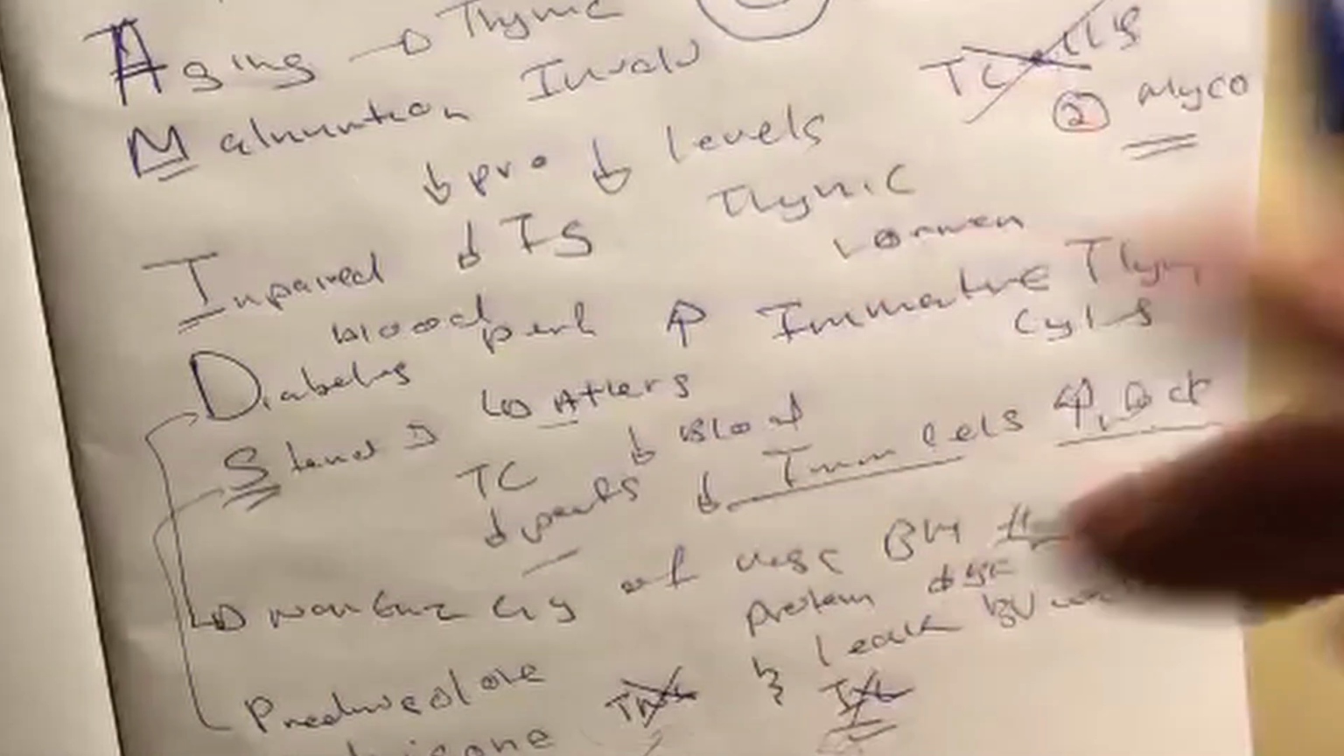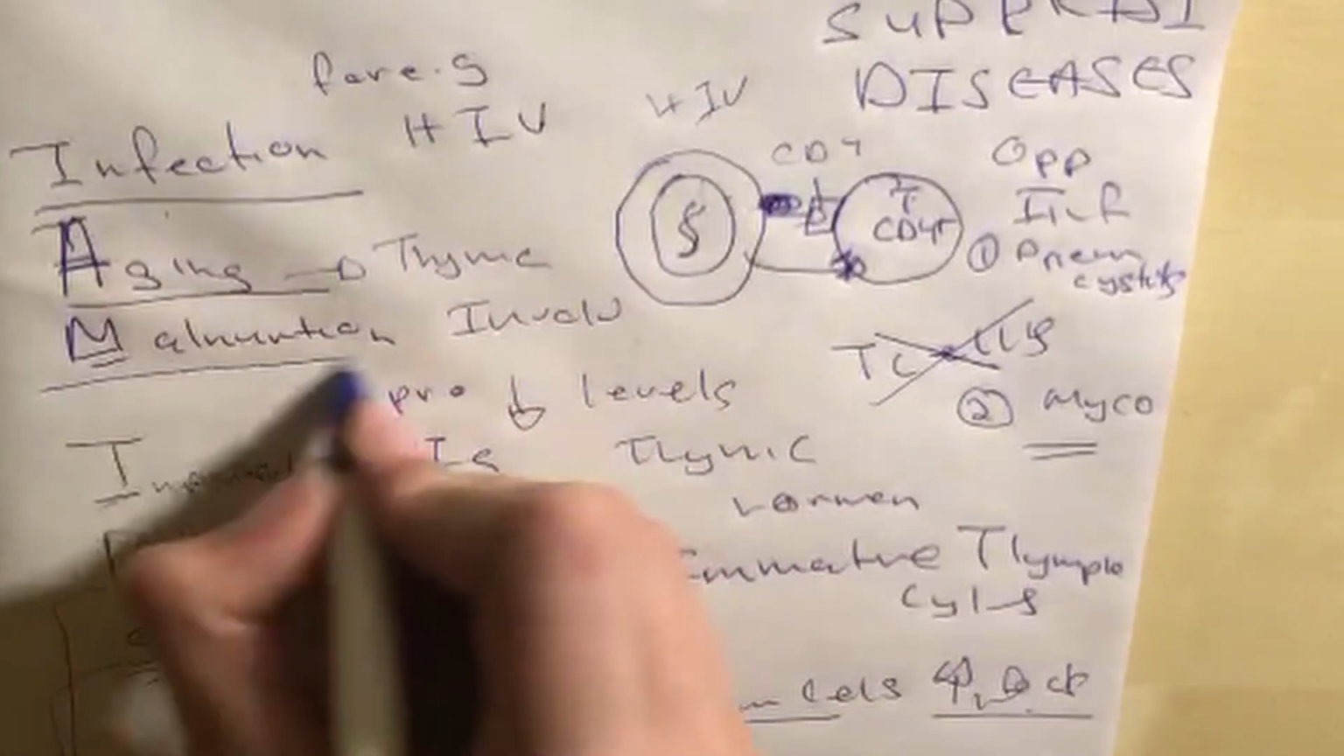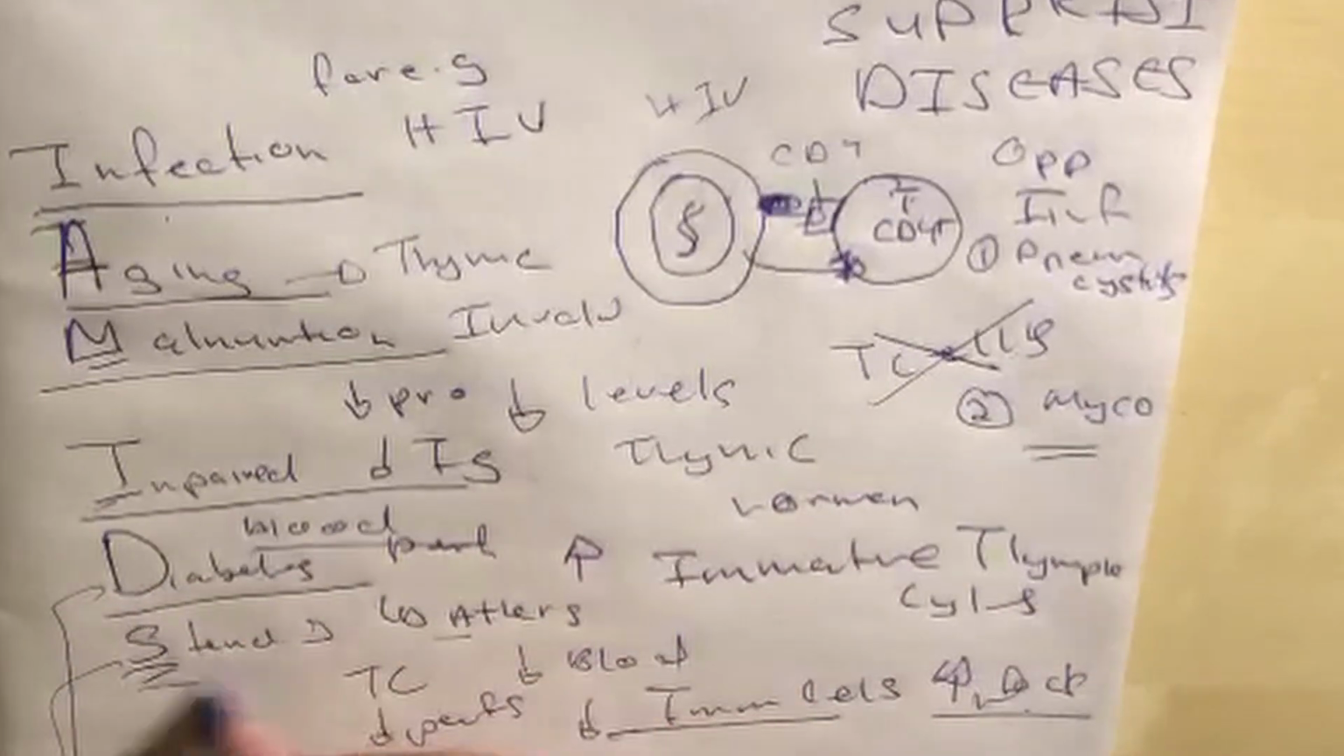So guys, just to give you a quick overview, I stands for infections, A stands for aging, M stands for malnutrition, I stands for impaired amount of blood flow, D stands for diabetes, S stands for steroids.